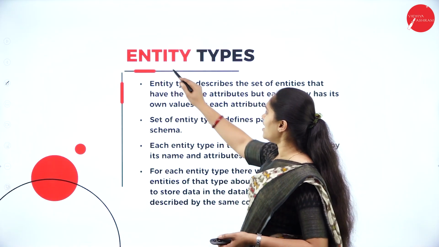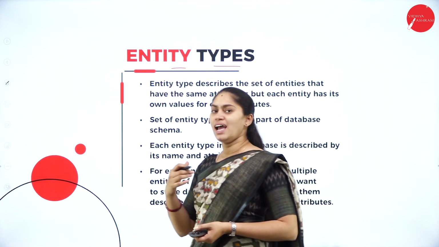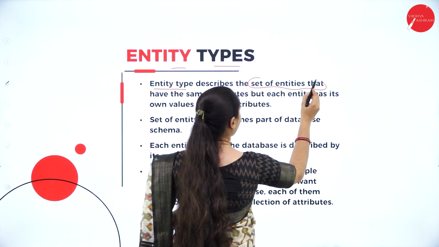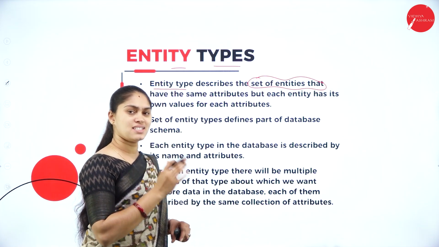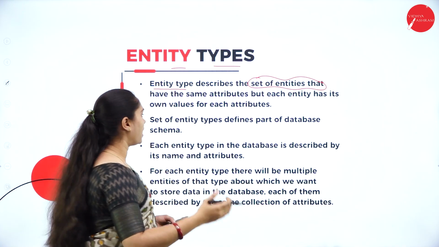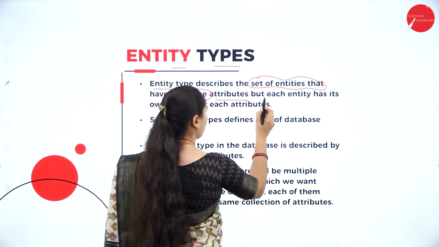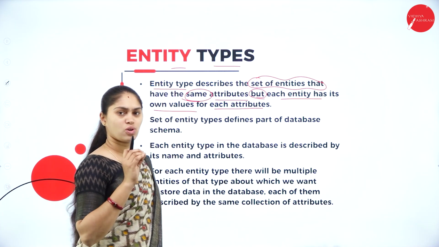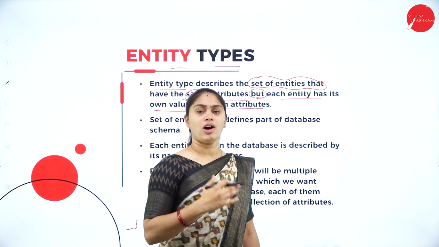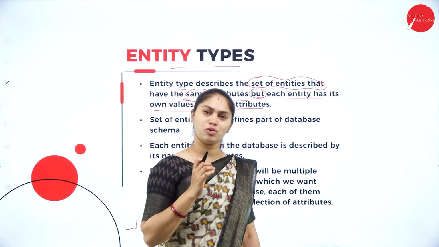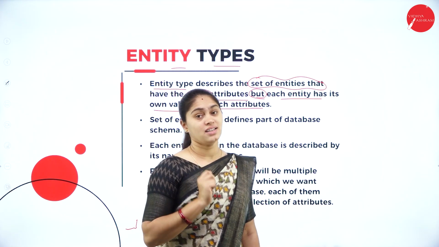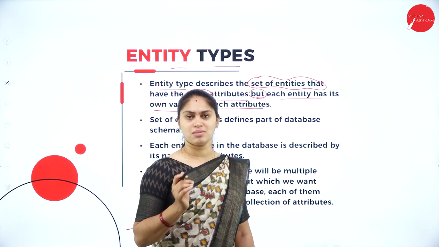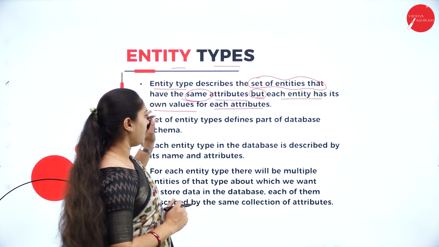Next we'll see about entity types. What do you mean by an entity type? An entity type describes a set of entities. It is a collection of entities that have the same attributes, but each entity has its own values for each attribute. All the entities have the same attributes, but the value of an attribute differs from one entity to another. Then we call that an entity type.